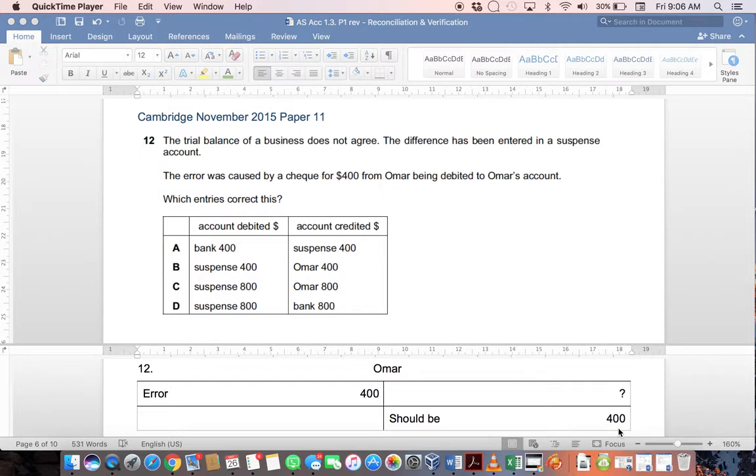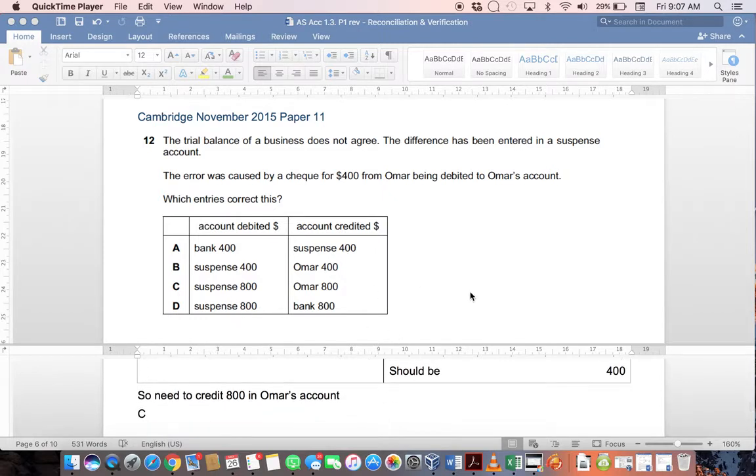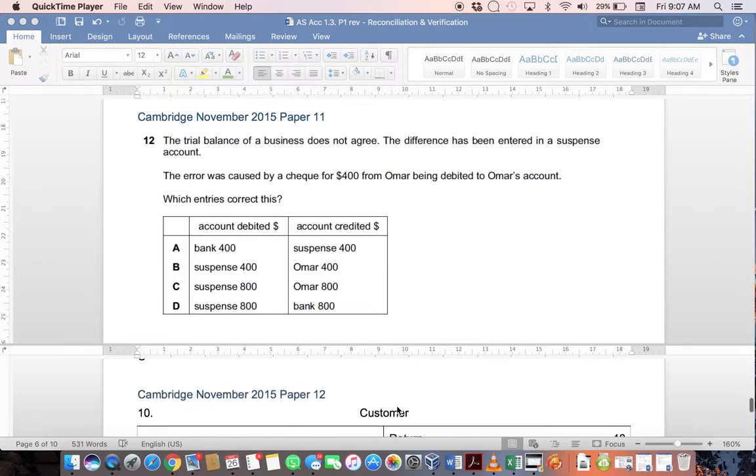Now when you look at this T account, it should be quite obvious to see that to get from a debit of $400 to a credit of $400, what you're going to have to do is a credit of $800 to correct this. In effect, what you're doing is you need to do one 400 to cancel out the mistake, and then another 400 to get the credit balance that you want. So that's why you have to double up the amount. So to credit 800, you need to then choose C as your option to credit Omar's account with 800. And then obviously you would debit the suspense account as the other side of that transaction.